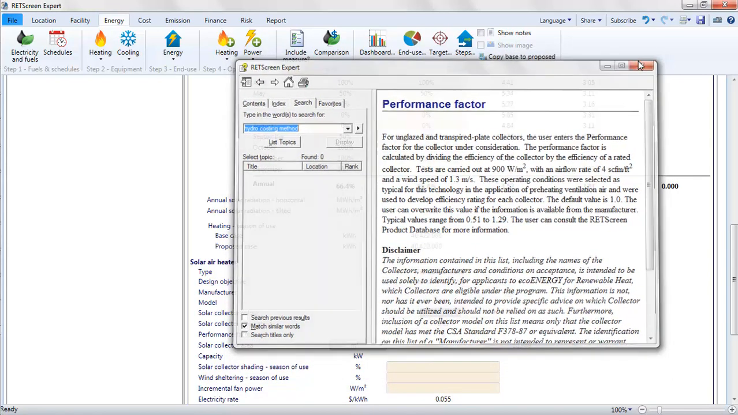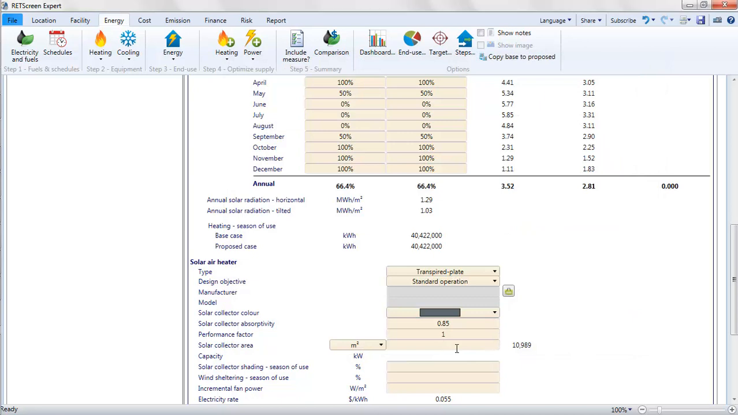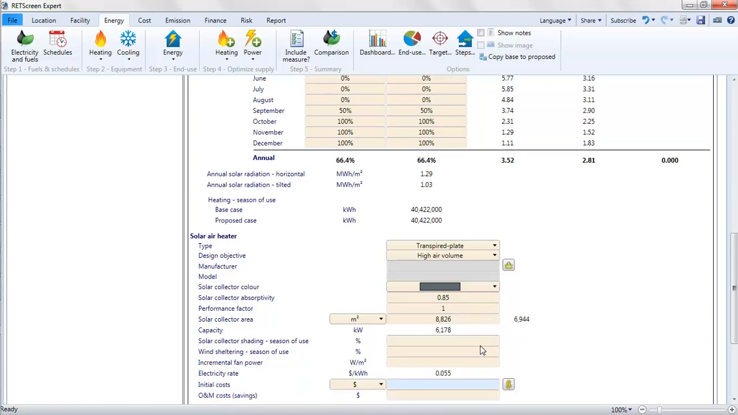products. We can now compare the available wall area of 8,826 square meters with the sizing proposed using the design objectives. With standard operation, we'll need a bigger collector, and with high air volume, a smaller collector. So the use of all 8,826 square meters for the collector falls between the two and is acceptable. The system will have relatively high flow rates through the collector, which will result in low temperature rise but relatively efficient operation.